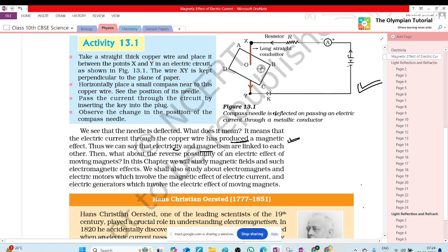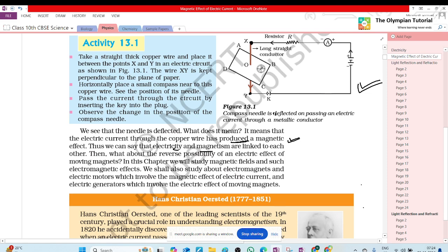What is the reverse possibility? Suppose current is going like this, then what is the direction of the magnetic effect? And if current is reversed, will the magnetism be reversed or not? So we will study all these things in this chapter.